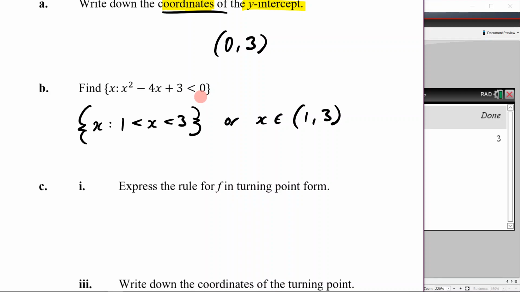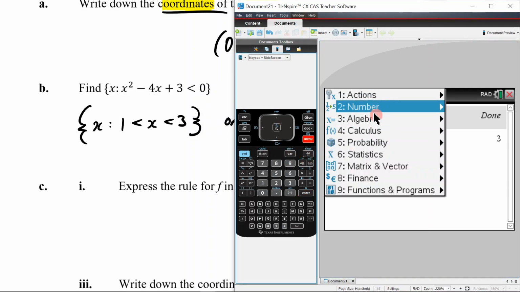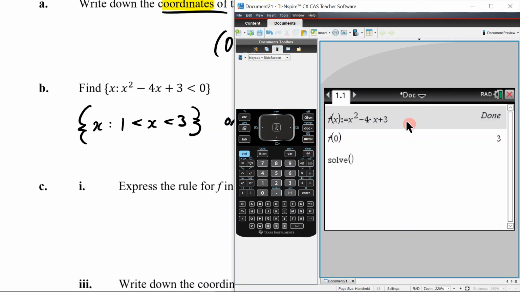If you, for whatever reason, did want to use your CAS, you could. It would probably be a bit of a waste of time, but you could anyway. You would go menu, algebra, solve, and then f of x, control, is less than 0, and we're doing it for x. Close your brackets, and as you can see, you're getting 1 to 3, just what we said there. So it's just another way of doing it.